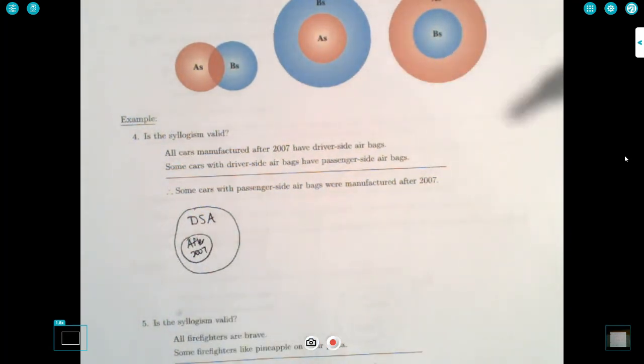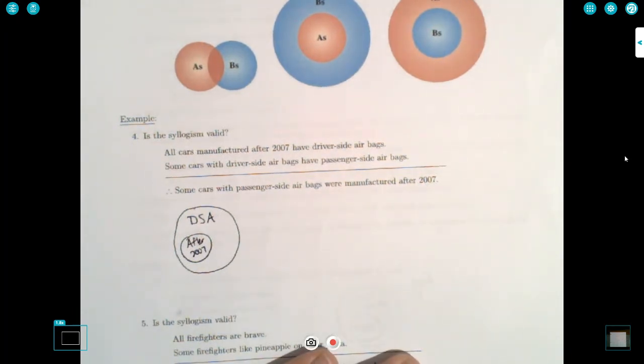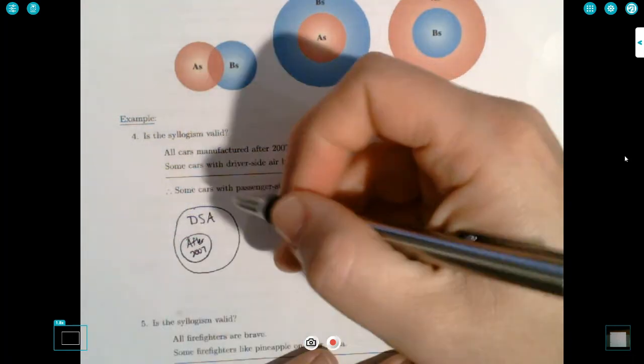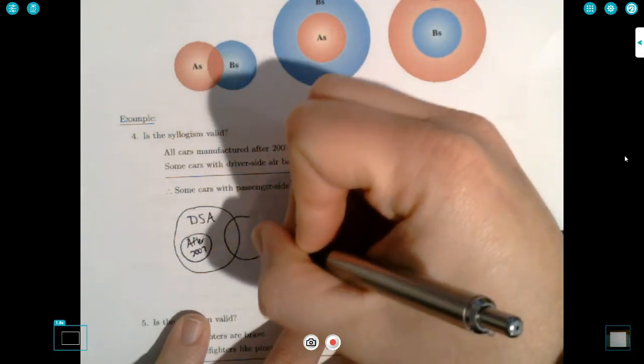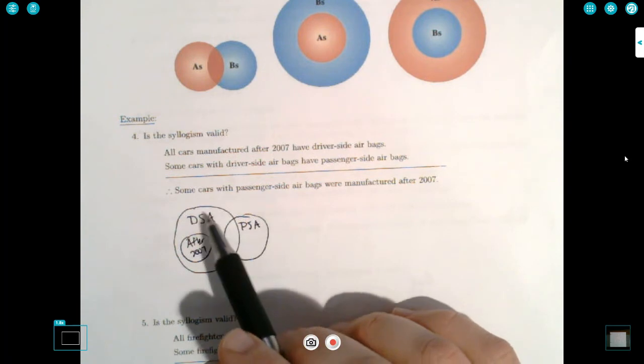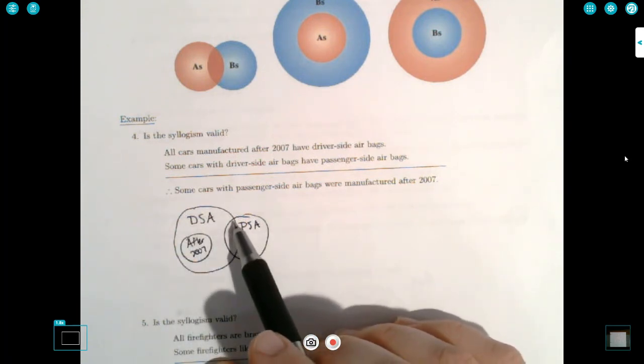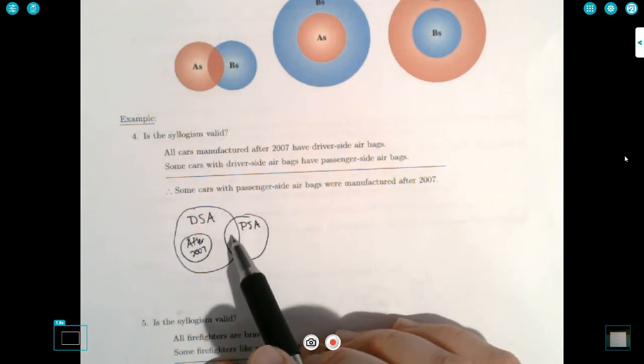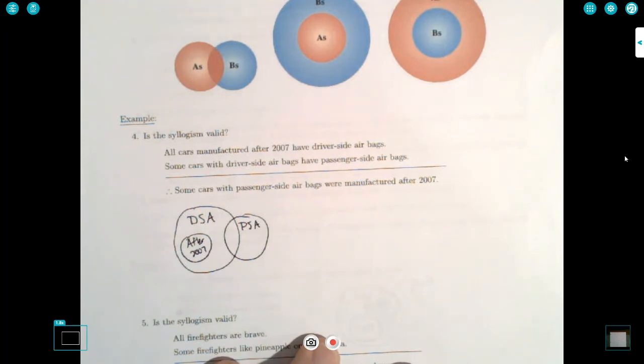But the second statement now says some cars with driver's side airbags have passenger side airbags. Okay, so we need a third bubble, one for passenger side airbags. And here's where things get tricky. So it says some cars with driver's side airbags have passenger side airbags. How do we draw that? Well, we could draw it like this. Say passenger side airbags, right? So that would be this place where they overlap. These are the cars that have both driver's side airbags and passenger side airbags. So there's one way that we could draw it.